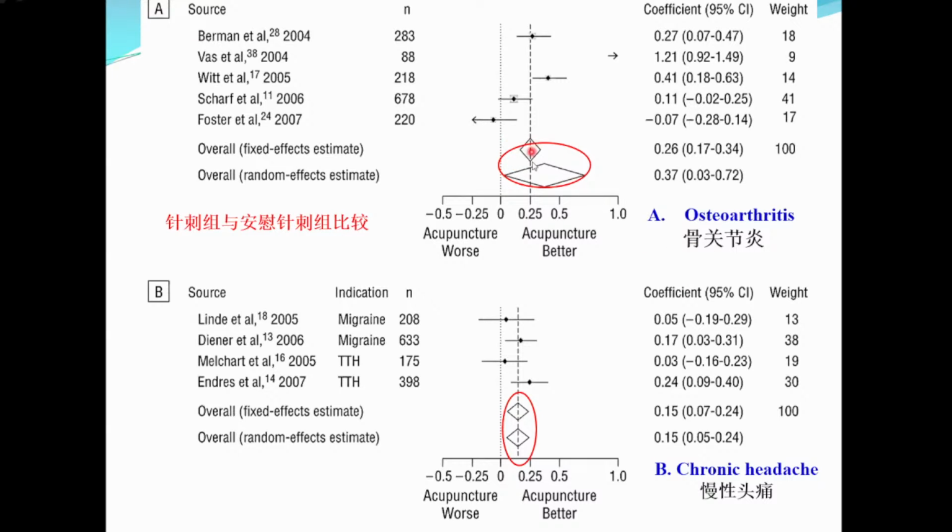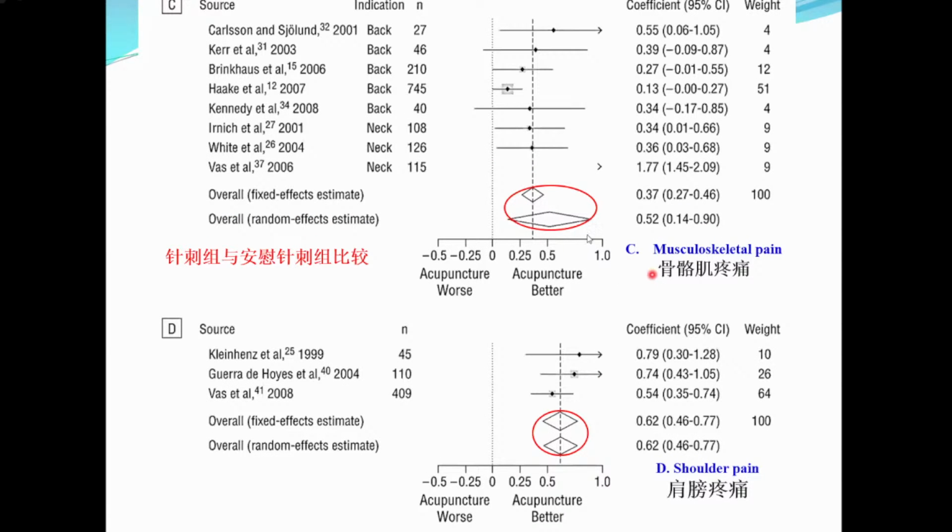You can see that the diamonds all fall on the acupuncture-better side. It's not on the left side. If on the left side, it would make acupuncture worse. Also these diamonds do not touch the middle line, which means significantly improved. The farther away from the middle line, the more significant the difference, the effect size of acupuncture. The effect size of acupuncture is much bigger. For arthritis, chronic headache, musculoskeletal pain and shoulder pain, all are significantly bigger compared to sham control.